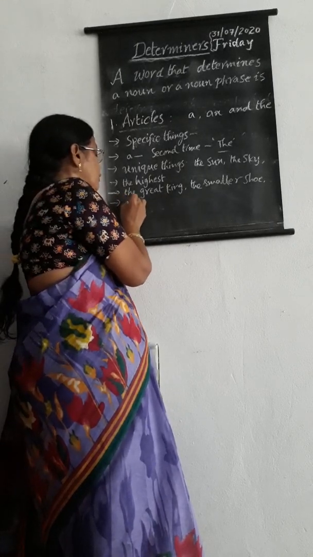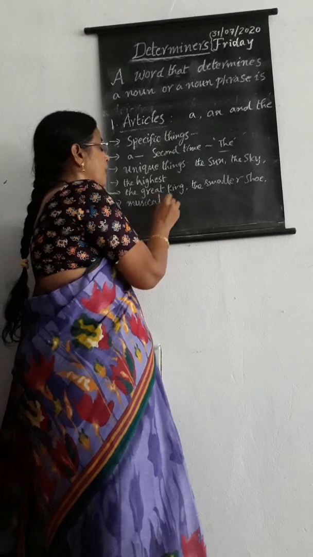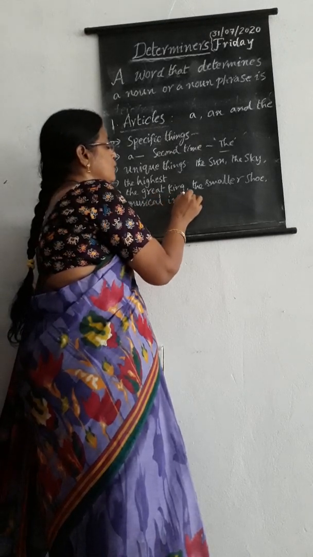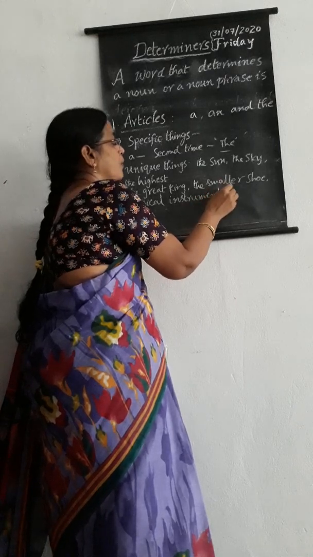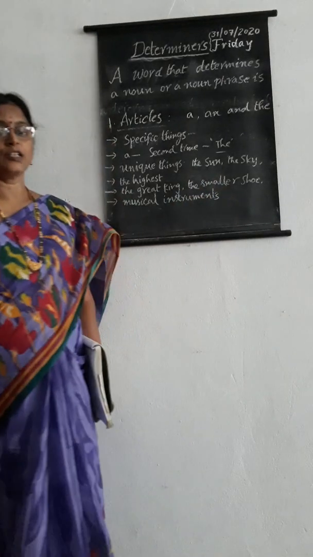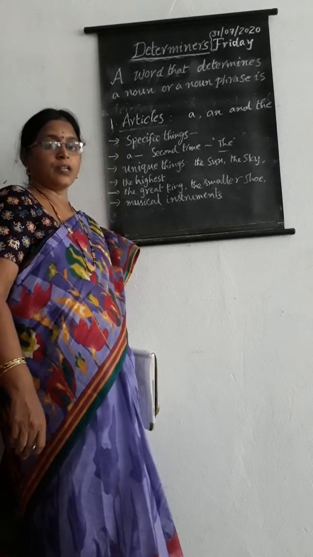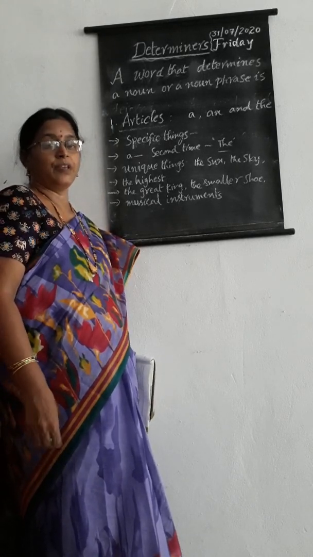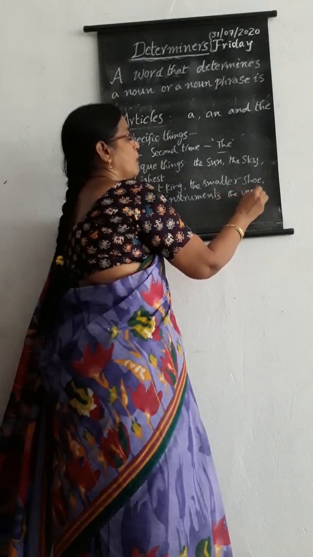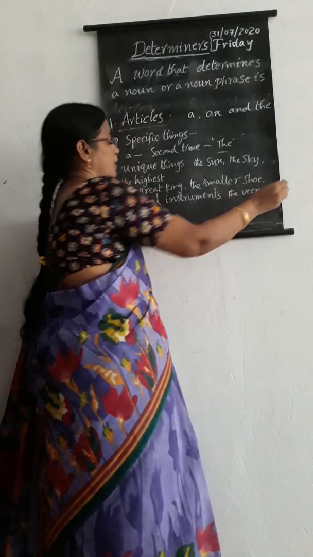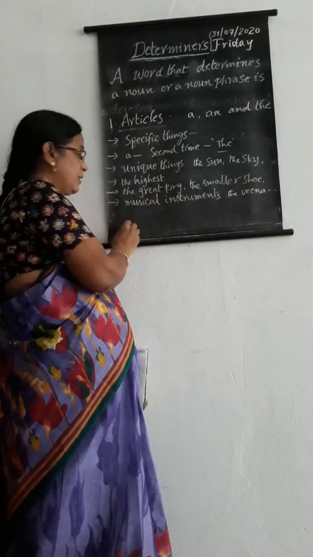Before musical instruments we have to use the definite article the. For example, the piano, the veena, the tabla. Before musical instruments we have to use the definite article the.